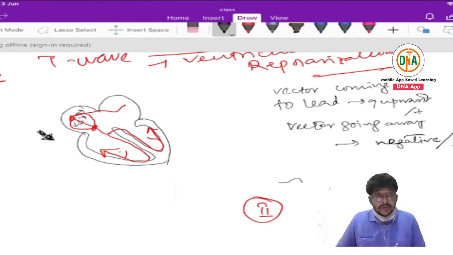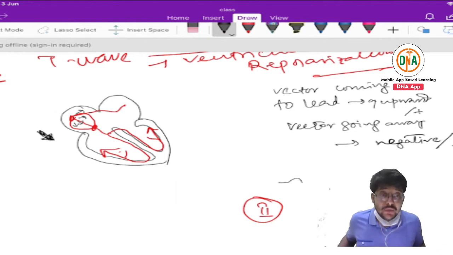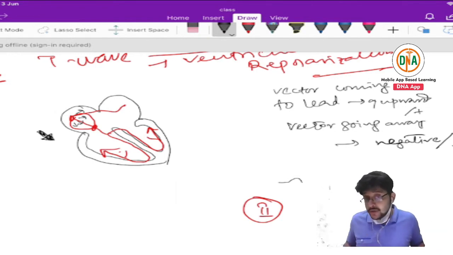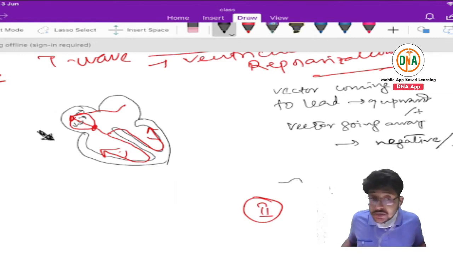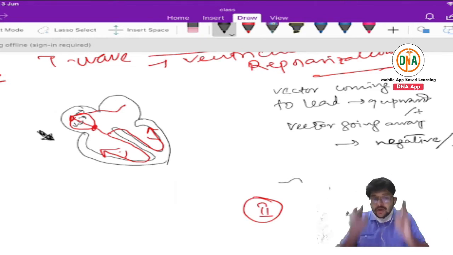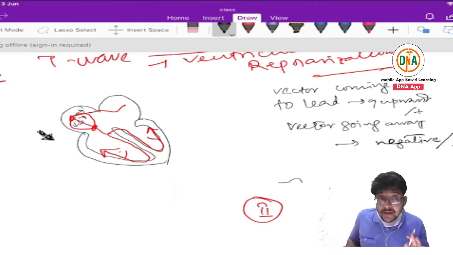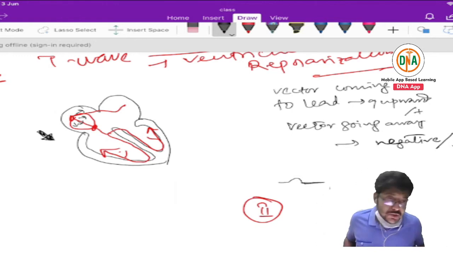One answer which I got a little while ago: what is the basis of the PQ interval or PR interval? That is also an isoelectric period. Someone told me that this is due to internodal conduction. It's not due to internodal conduction. It is due to AV nodal delay. As things come to the AV node, it stops for some time, and as it stops, there is this isoelectric period.